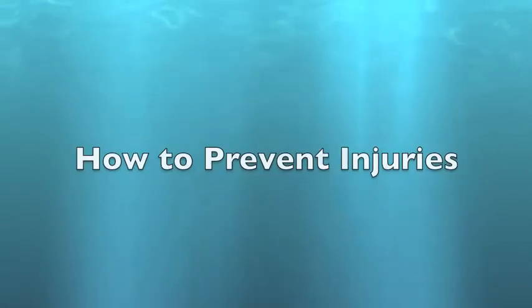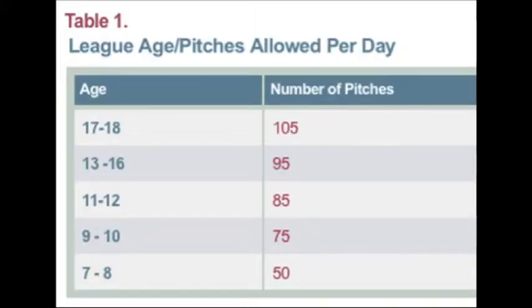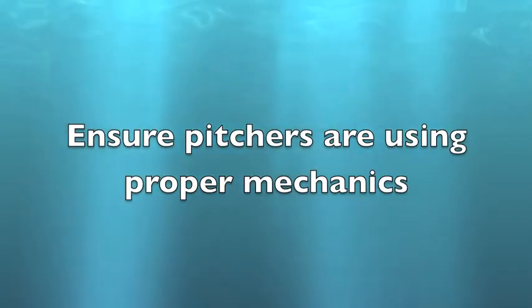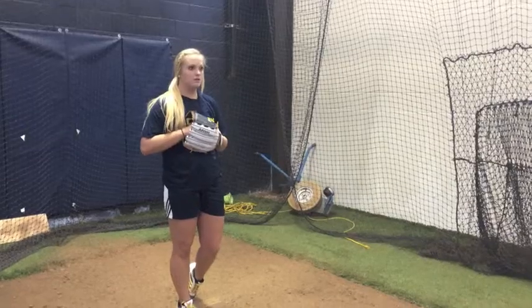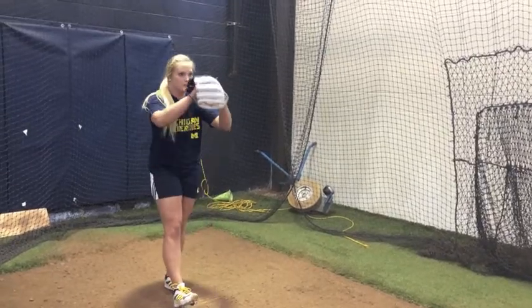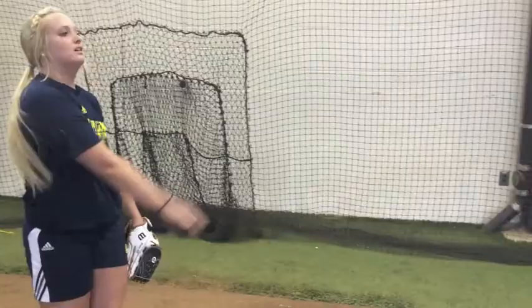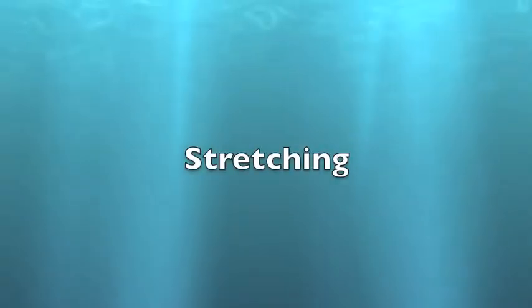There are also many ways to help prevent injuries. One way is to make sure pitchers take proper rests between games and practices to help keep from overusing their muscles. Another way to prevent injury is to ensure that pitchers are pitching with proper mechanics. This helps to keep muscles that aren't meant to be used for pitching from dealing with too much stress. A final way to help prevent injury is to make sure pitchers are properly stretching.